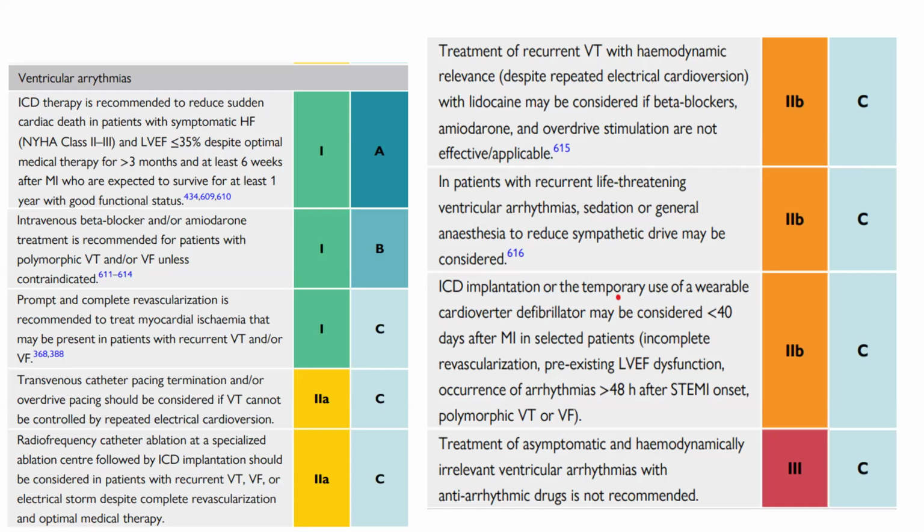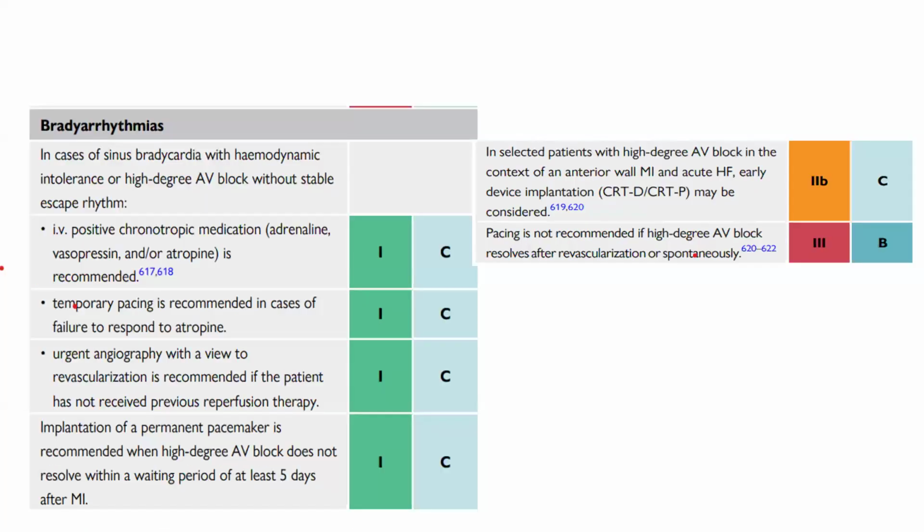So the idea here is we can only put in an ICD based on the recommendation 3 months after optimal medical therapy, or the earliest will be 6 weeks if EF is less than 35%. However, if it's less than 40 days and the patient has this, then the wearable cardioverter defibrillator can be used. Dissenting opinions, 2B. Treatment of asymptomatic and hemodynamically irrelevant ventricular arrhythmias with antiarrhythmic drugs is not recommended.